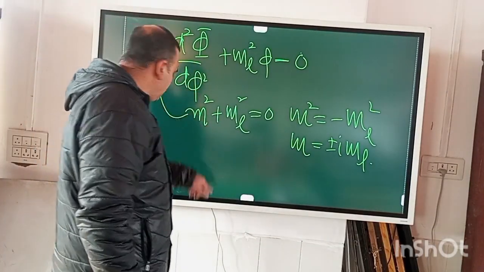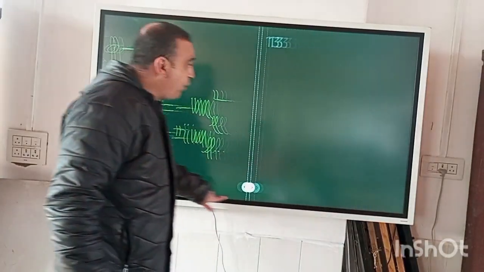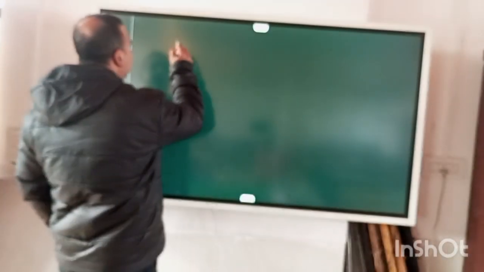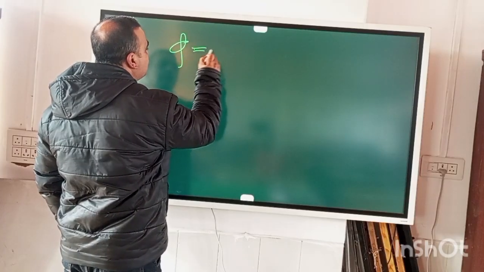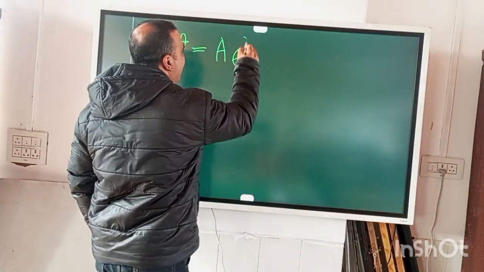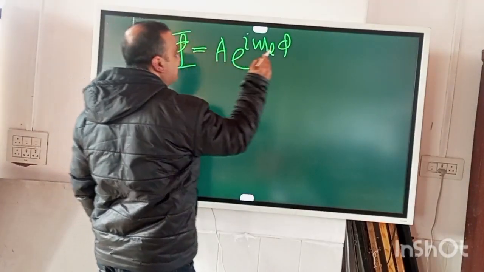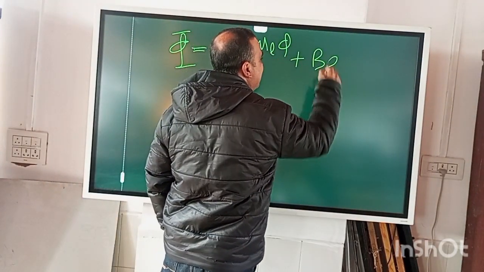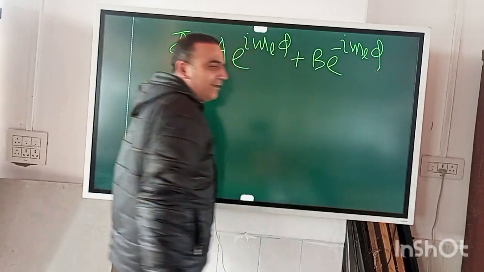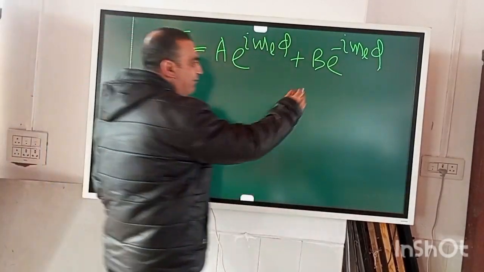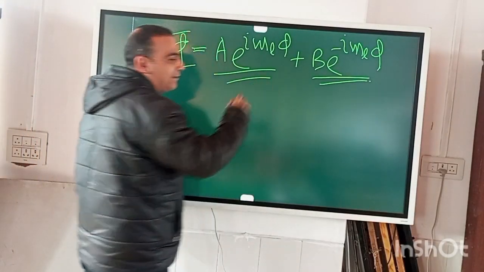So what will be its solution? I can write down that solution, but I know the nature of phi. So what will be its solution? Its solution will be phi equal to A e to the power of iota ml phi, so this has to be the capital, then plus B e to the power of minus iota ml phi. Okay? Now this is irrelevant for me, and this is relevant for me.